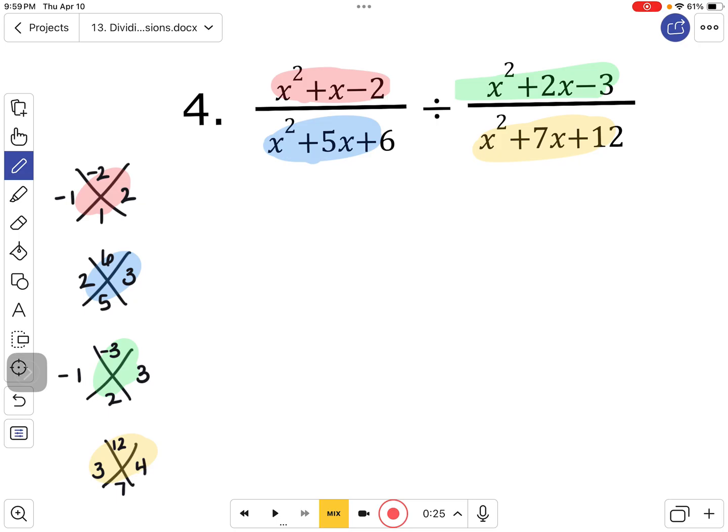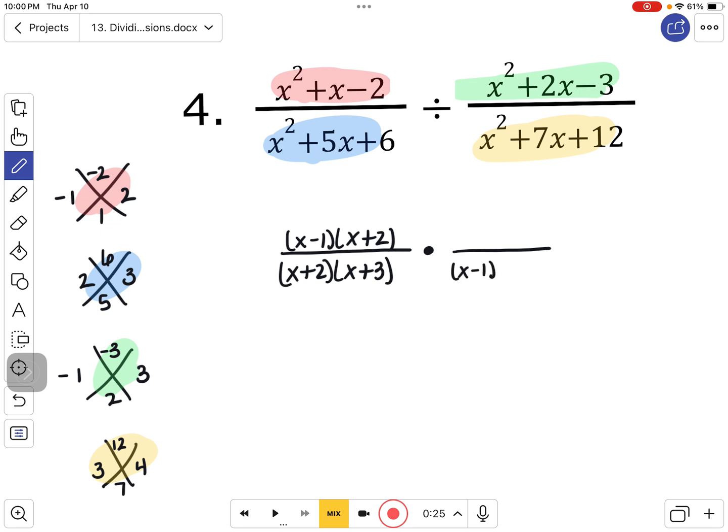So now I'm just going to rewrite those. So I have x minus 1, x plus 2, x plus 2, x plus 3. Change my division to multiplication, and now I'm going to flip-flop. So my green's coming on the bottom. I'm going to say x minus 1, x plus 3, and my yellow's going on top. x plus 3, x plus 4.